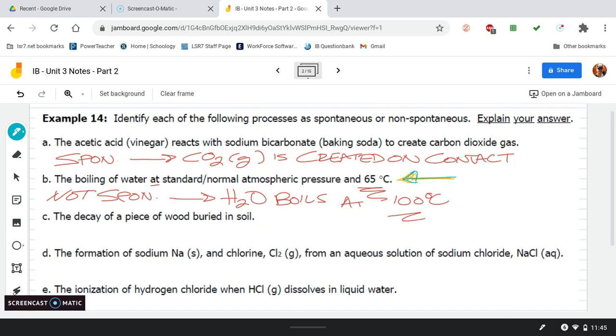Does wood decay if you just bury it in the ground? Yes, you should probably know that that just sort of happens. So decay is generally spontaneous. So things decay, and so things break down. So that's just going to happen on its own. You don't have to do anything.